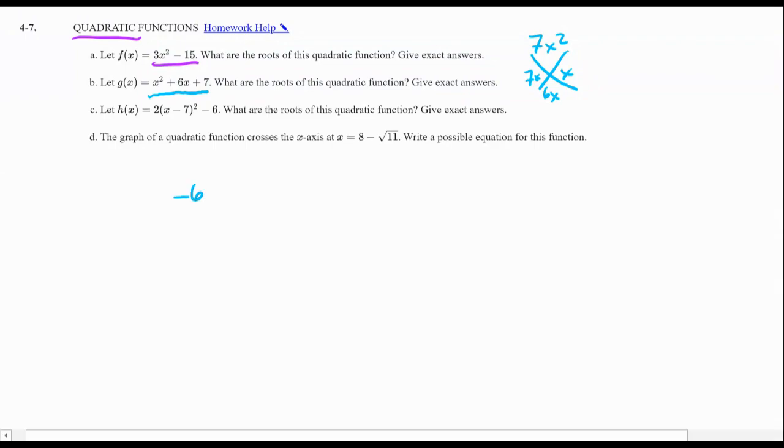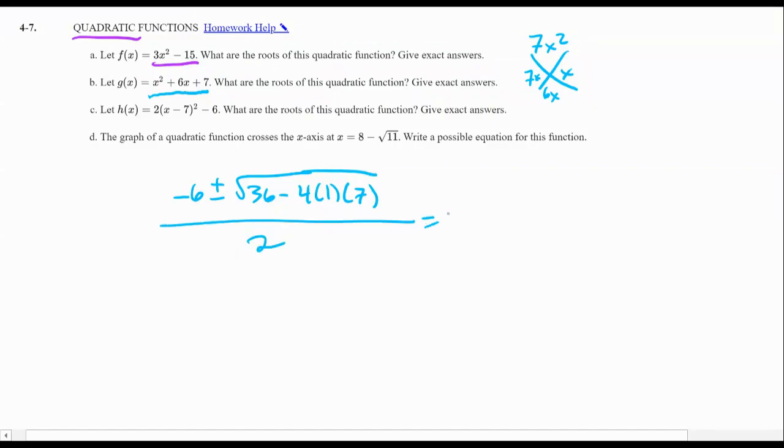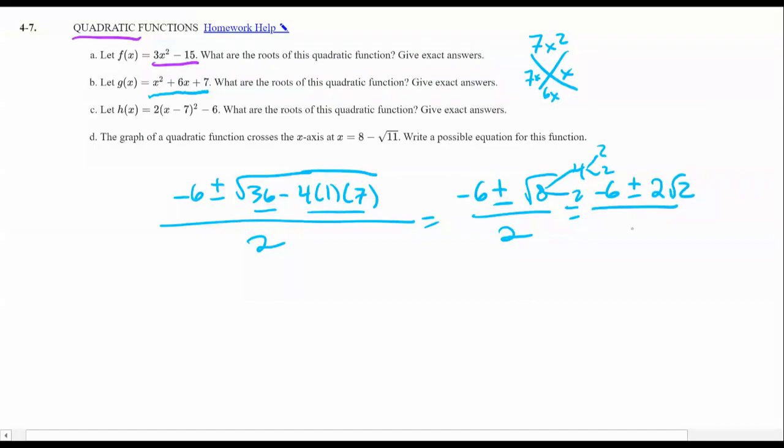So x equals negative b plus or minus the square root of b squared minus 4 times a times c, all over 2a. I simplify: 6 plus or minus the square root of 36 minus 28, which is the square root of 8. I simplify again to get plus or minus 2 root 2, because I can simplify the square root of 8.